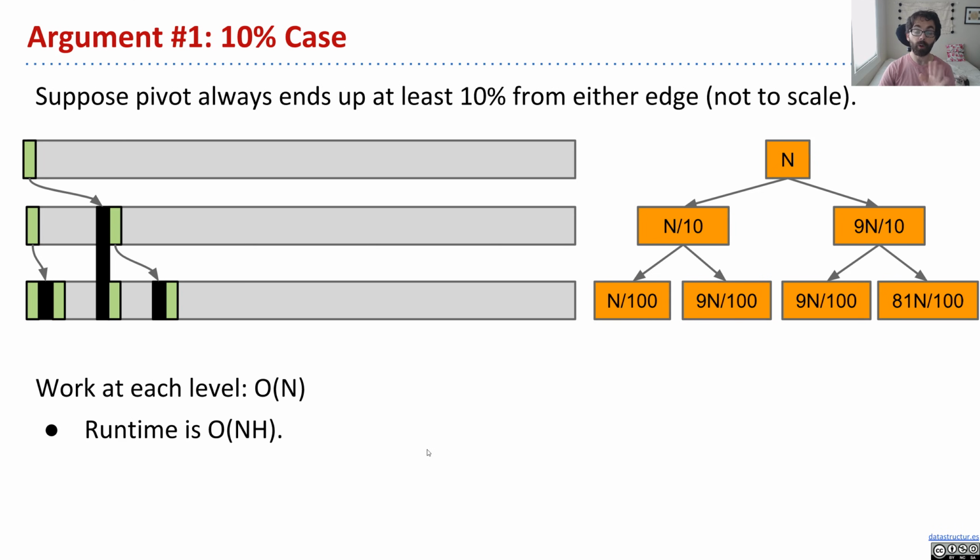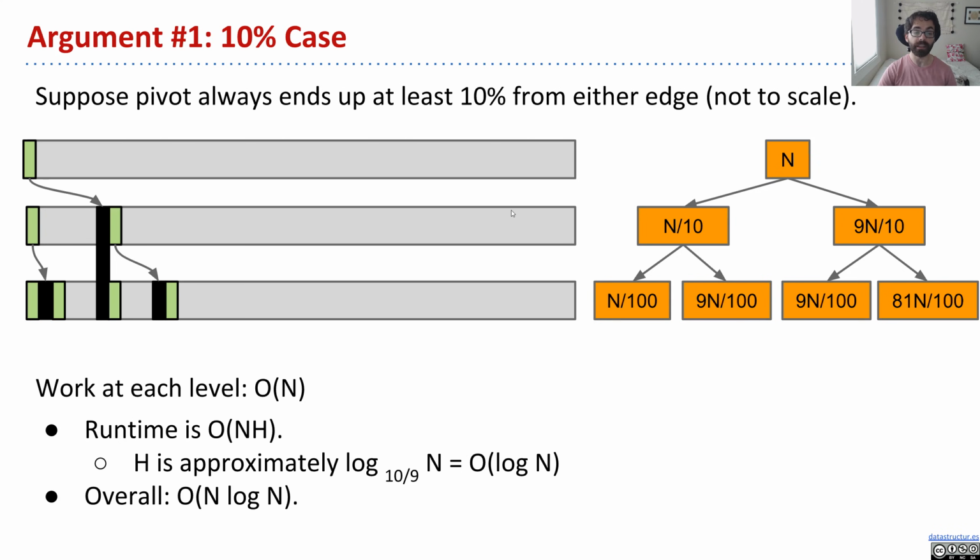Okay. Now overall then, the runtime would just be that n times h, where h is the number of levels. And here, if we compute the number of levels, well, rather than it being a log base 2, it'll be a log base 10/9 for the example I have here. And so overall then, the runtime will be n log n, even if you're always 10% from the edge.